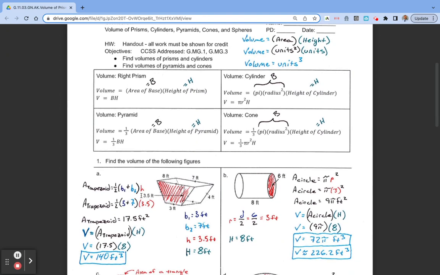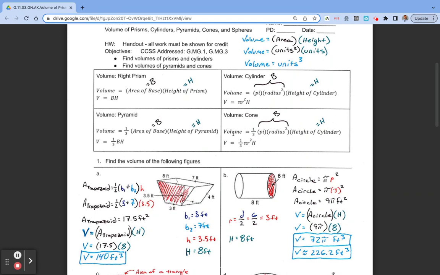In example 1a, we can see that this is a trapezoid, and the equation for the area of the base of this trapezoid is 1/2 (base 1 plus base 2) times lowercase h. Lowercase h in this case is 3.5 feet. Now, the capital H height, after we've calculated the area of the trapezoid, is the space between the two congruent faces. In this case, that distance is 8 feet. That's the capital H height, or the difference between the two faces.